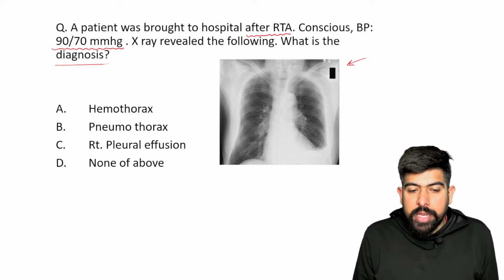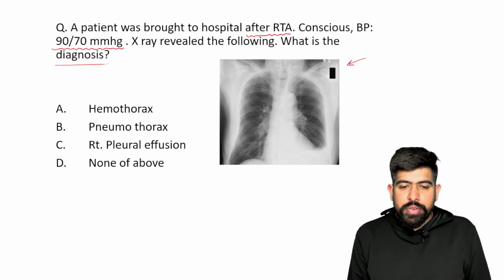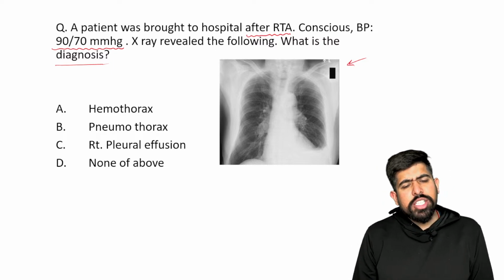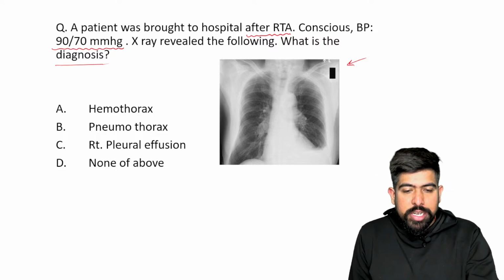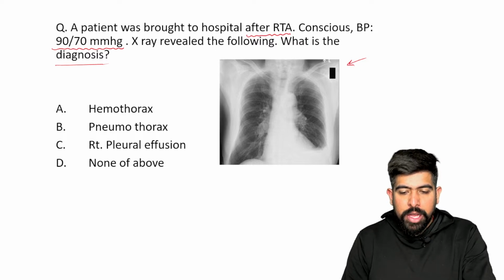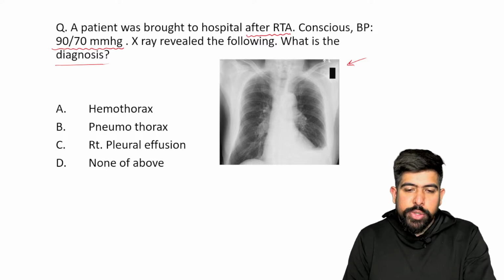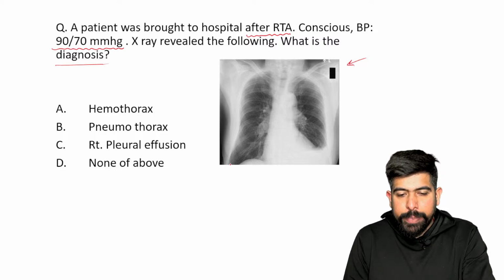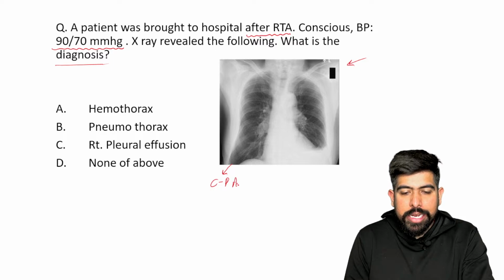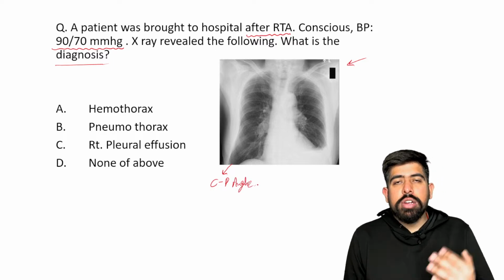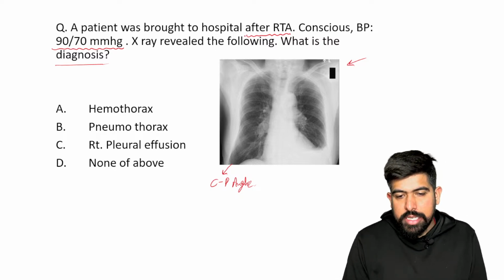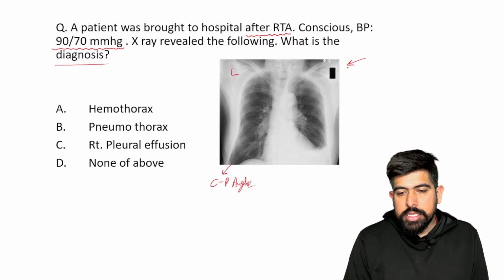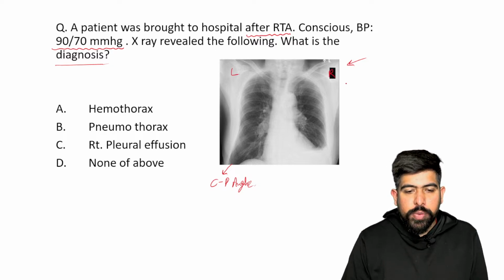Now, one thing I can clear up here is what we have to see in the respiratory X-rays. If I'm talking about the respiratory X-rays, you can see clearly here our CP angle, the costophrenic angle. This is your CP angle, the costophrenic angle. Now, you can see clearly, this is the left side of the patient, and this is the right side of the patient, right?